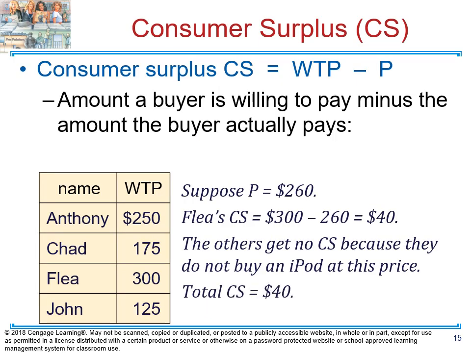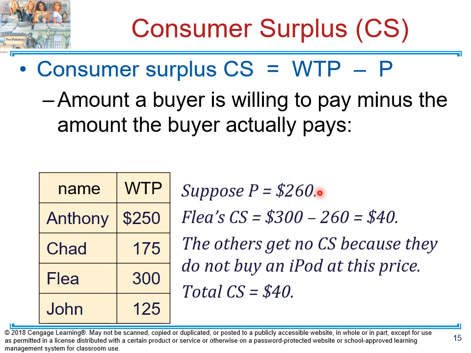So now let's go back to this idea of consumer surplus. We define it as willingness to pay minus the price that the buyer actually pays. So let's suppose that the price in the market is $260. If the price is $260, what is going to be the consumer surplus? What is going to be the gain from trade for the market participants, for consumers? We haven't gotten to producers yet. What is going to be the gain from trade to consumers?